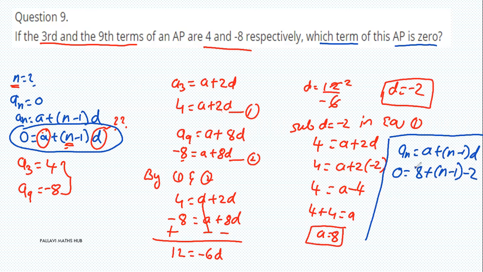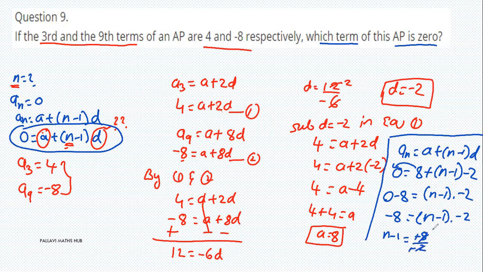Here plus 8, I am taking to the left hand side, it will become minus 8. 0 minus 8 is equal to (N minus 1) into minus 2. 0 minus 8 is minus 8, which is equal to (N minus 1) into minus 2. In the next step, N minus 1 is equal to minus 8 divided by minus 2. 2 fours are 8. Minus minus gets cancelled. Then N minus 1 is equal to 4. Then N is equal to 4 plus 1, which is equal to 5.